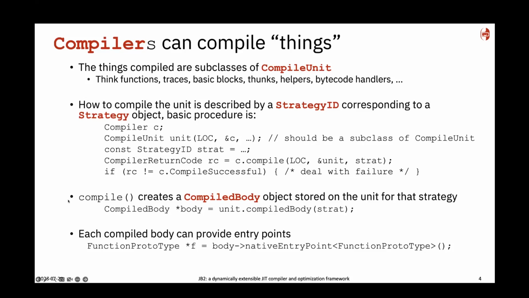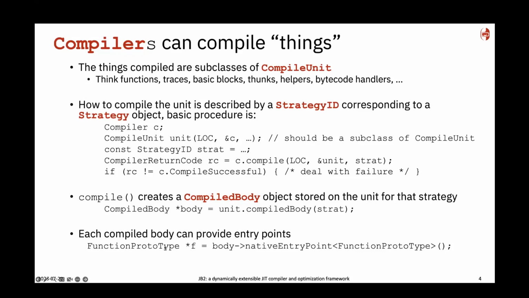Once you've done the compile, it creates a thing called a compiled body. Everyone should recognize these names from Testarossa world, or just compilers in general. It creates a compiled body object, which is associated with the strategy that was used to compile it, right? So in the OpenJ9 world, this would be a cold or a warm or a hot strategy used to compile some Java method, and you could ask for the compiled body for that method if it was cold or warm or hot or whatever. They don't replace each other. You can have multiple compiled bodies stored on the compile unit. And then each compiled body can provide the entry points that you need to access it.